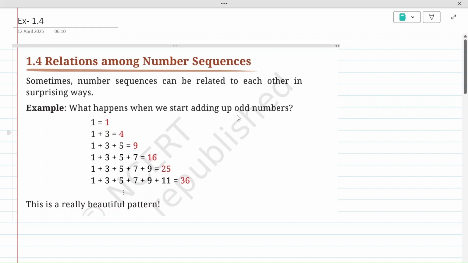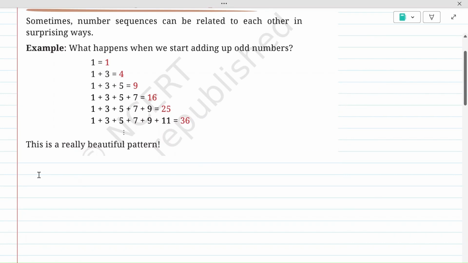what will happen if we start adding up the odd numbers. To understand this, first of all, we will write down the odd number sequence. As we all know, the odd number sequence starts with 1. And the next number we will get by adding 2 to the previous number. So this is 1, 3, 5, 7, 9, 11, 13 and so on. Okay. So this is our odd number sequence.